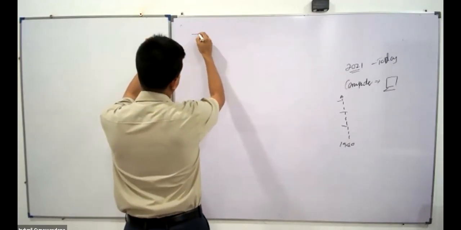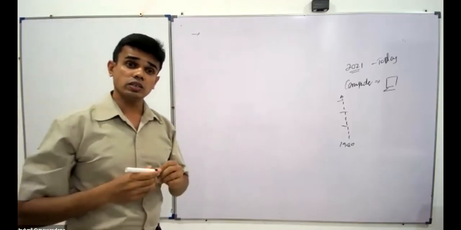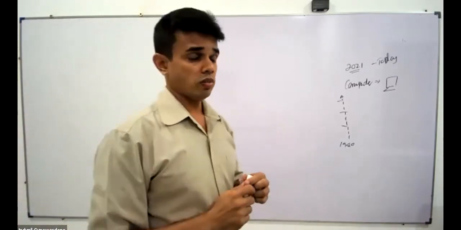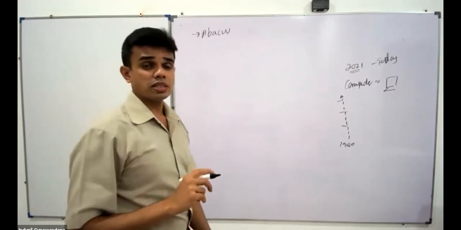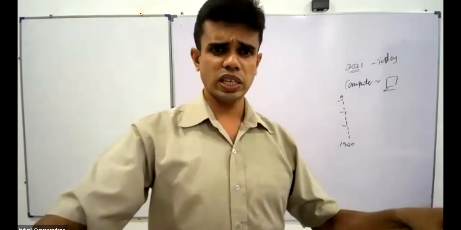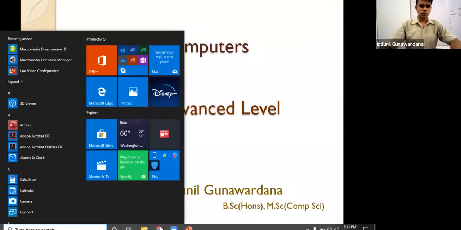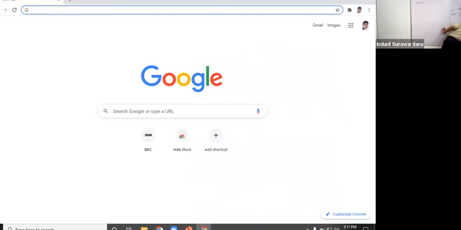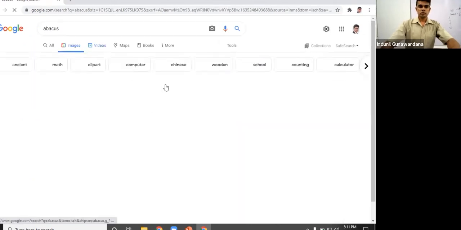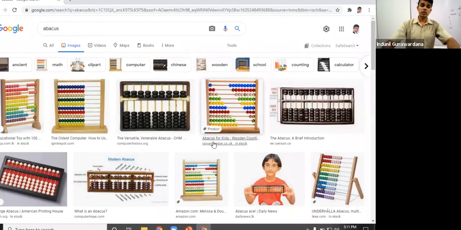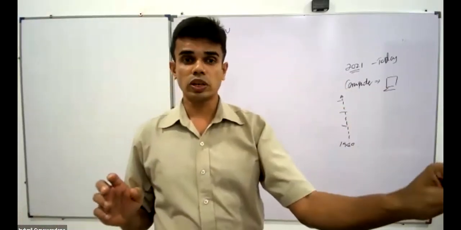Normally, when you go back to the machines invented long ago, the first machine that people have reported was the abacus. We know the abacus. You used that in grade 5, grade 3, to do some mathematical work at your school level, didn't you? You know this abacus? This was the machine invented by humans very long ago. That's the first machine that was reported, though it is not a computer.